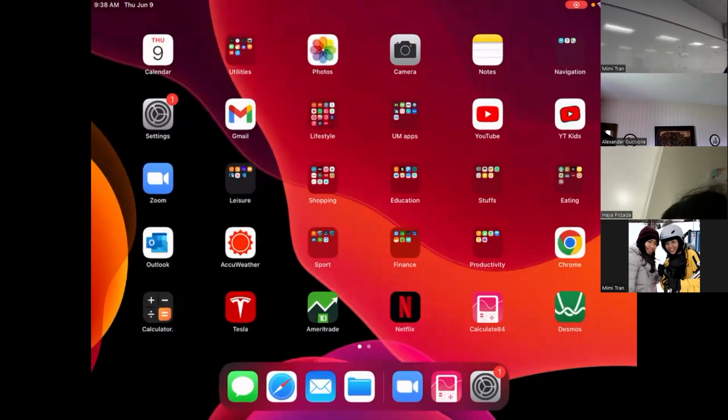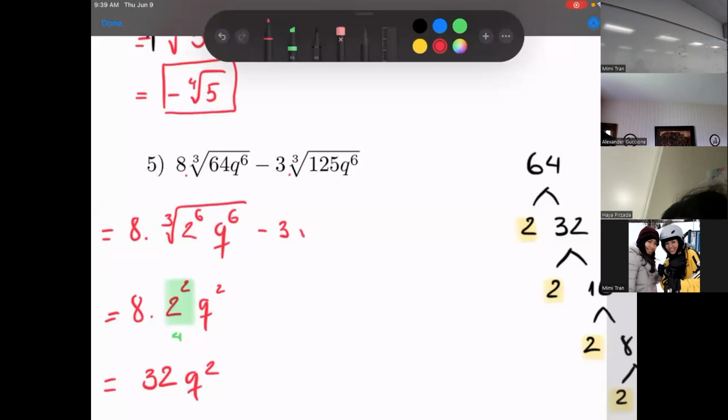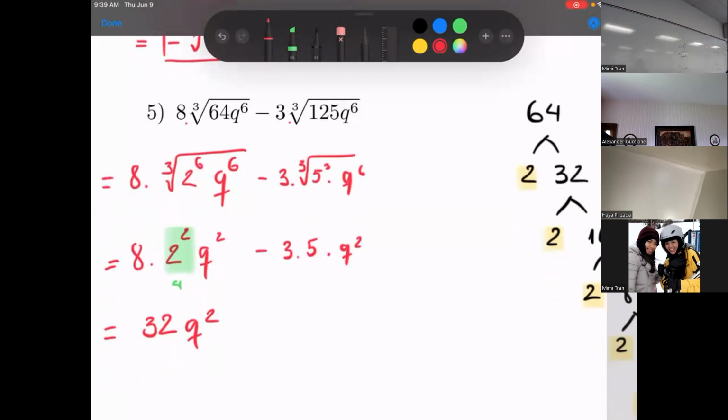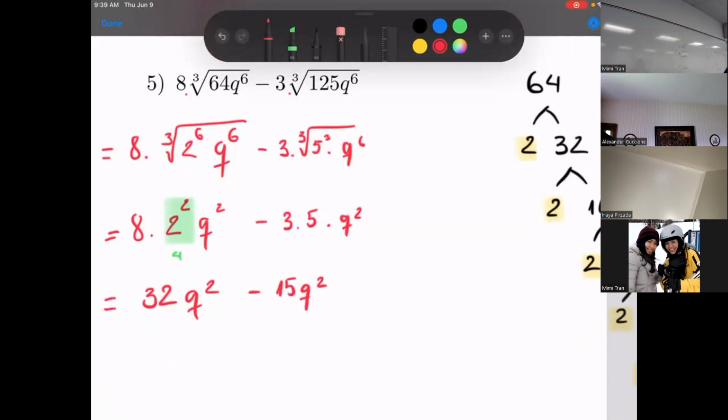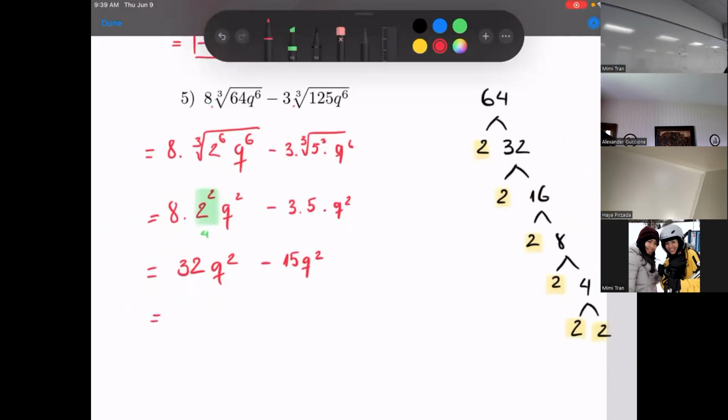If you take a cube root of 625, it'll give you a decimal, right? So it's not a perfect cube. All right, so what is that? Is that cube root of 5 cubed, times x to the 6? Cube root of 5 cubed is 5. So 3 times 5 times x squared, which is 15 x squared. 32 minus 15 is 17. Thank you, Devin. 17.